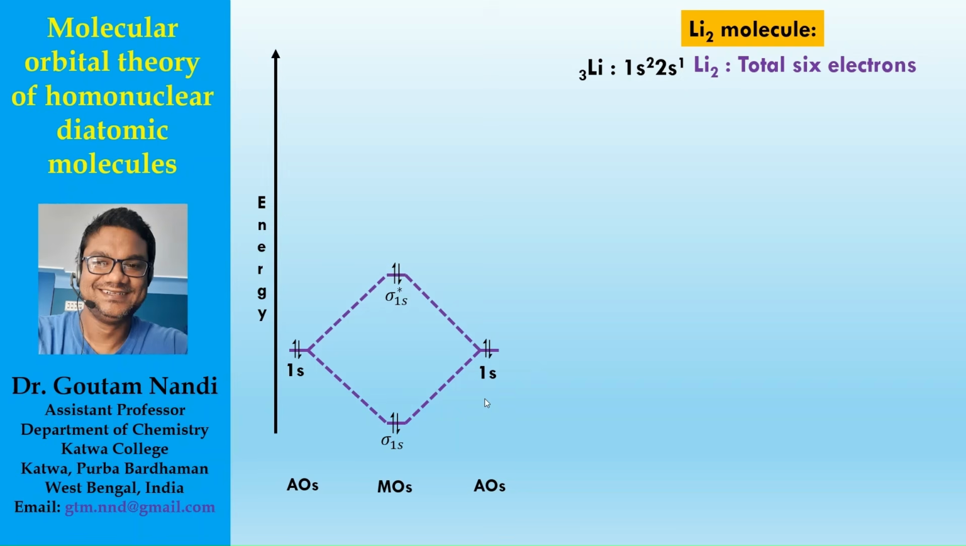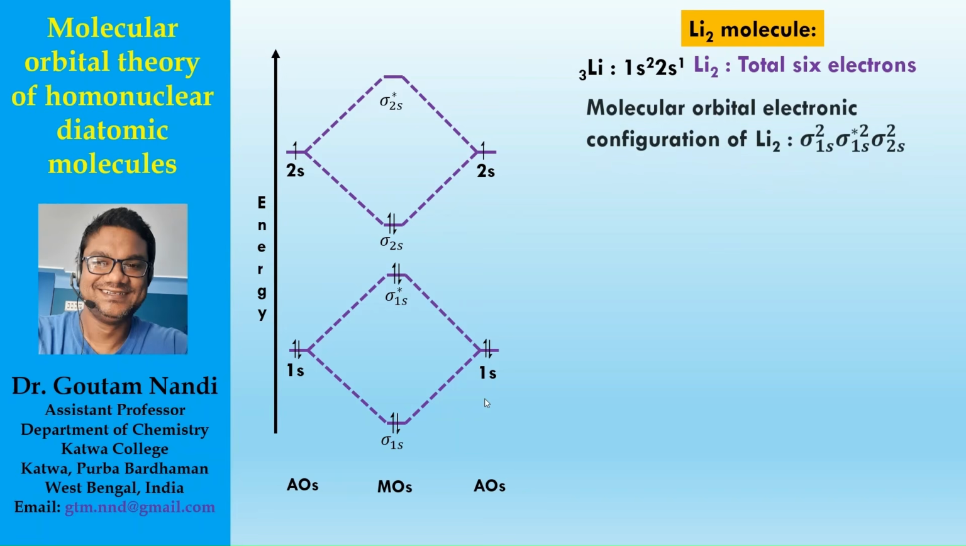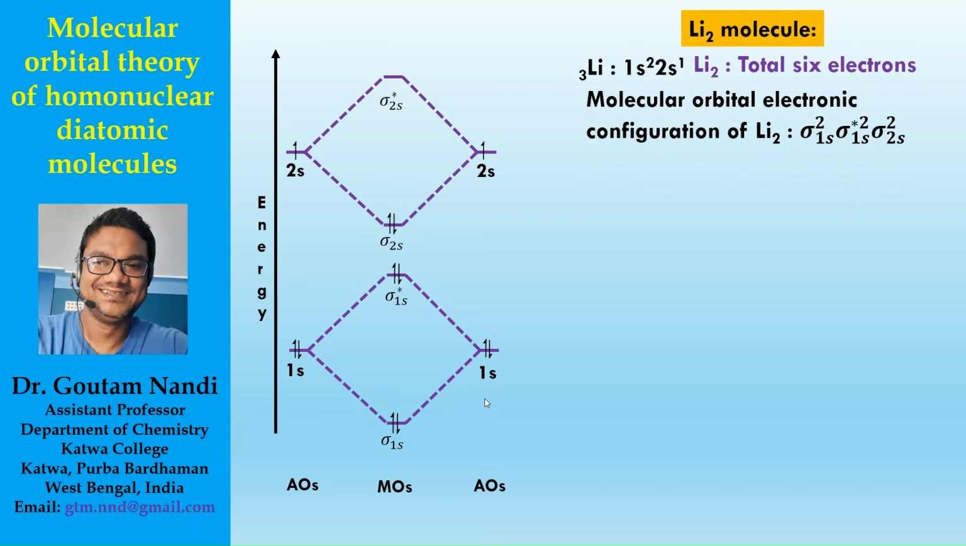Now another orbital will be coming, that is 2s orbital, and this 2s orbital will also give sigma 2s and sigma star 2s, that is one bonding and one anti-bonding. Now if we try to put these electrons in the diagram, sigma 2s orbital will contain the extra 2 electrons. Now let's try to write the electronic configuration. Here you see sigma 1s contains 2 electrons, that is sigma 1s2, then sigma star 1s2 and then sigma 2s2.